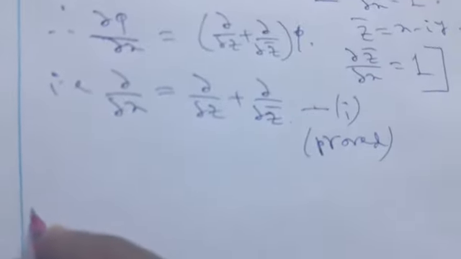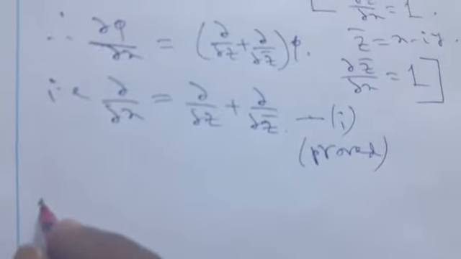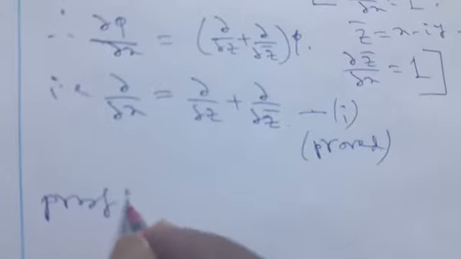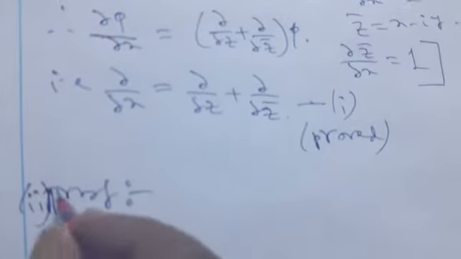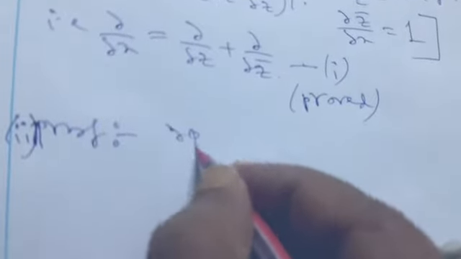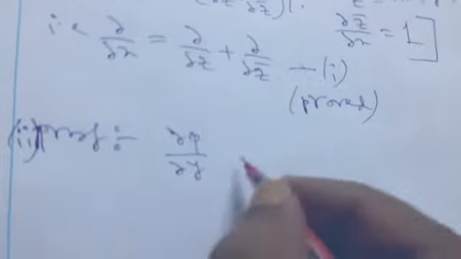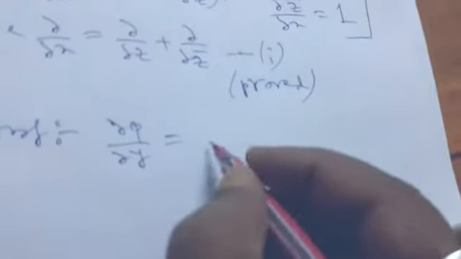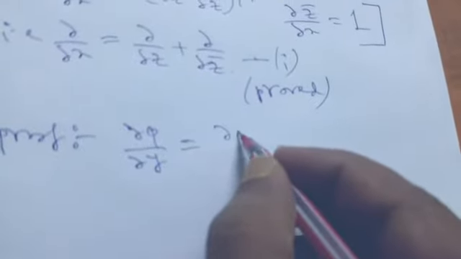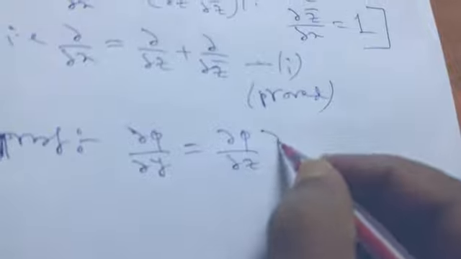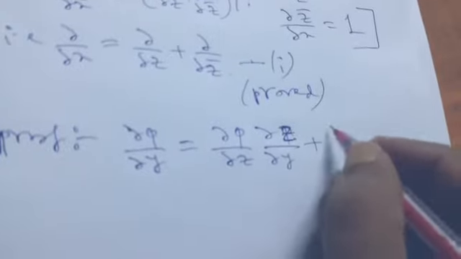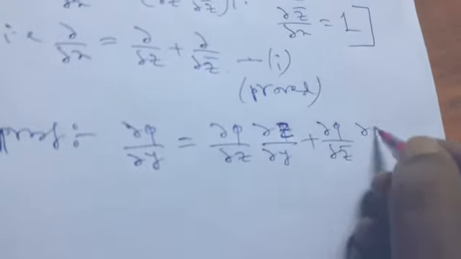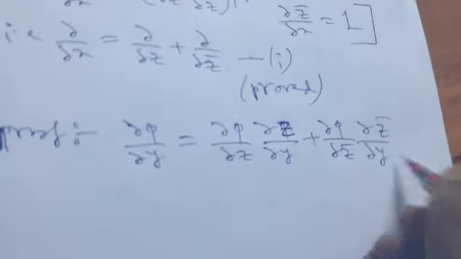For the next, the proof of part 2. Here, under a similar condition, we directly write del phi del y, and using the chain rule, it will be del phi del z into del z del y plus del phi del z bar into del z bar del y.